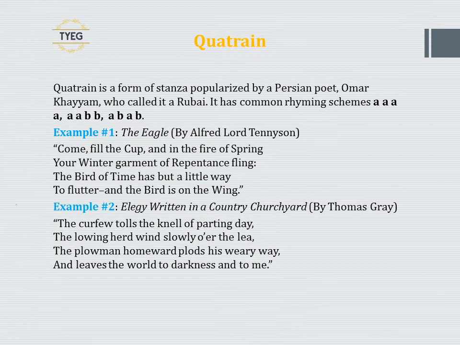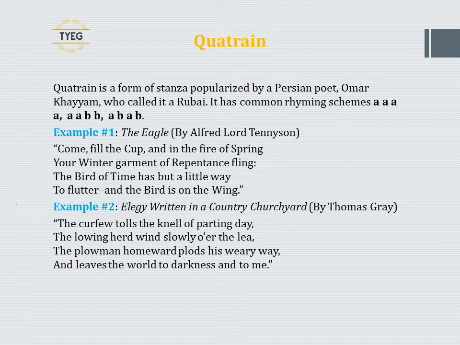Quatrain. Quatrain is a form of stanza popularized by a Persian poet, Omar Khayyam, who called it a rubai. It has common rhyming schemes AAAA, AABB, ABAB. Example number 1, The Eagle, by Alfred Lord Tennyson. Come, fill the cup, and in the fire of spring your winter garment of repentance fling, the bird of time has but a little way to flutter and the bird is on the wing.